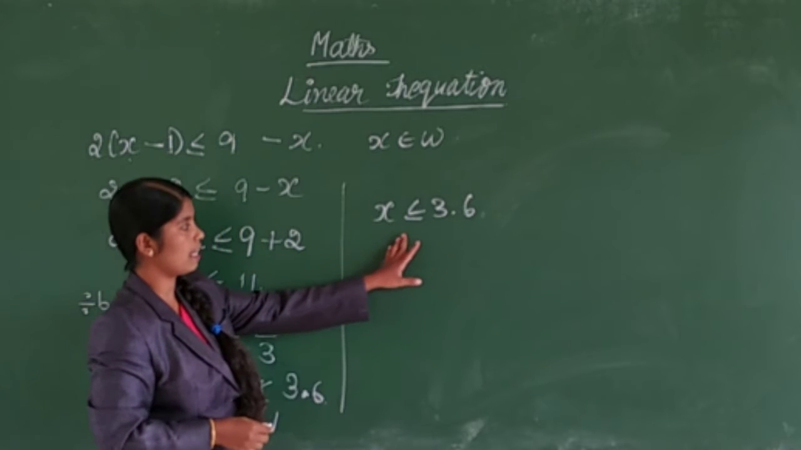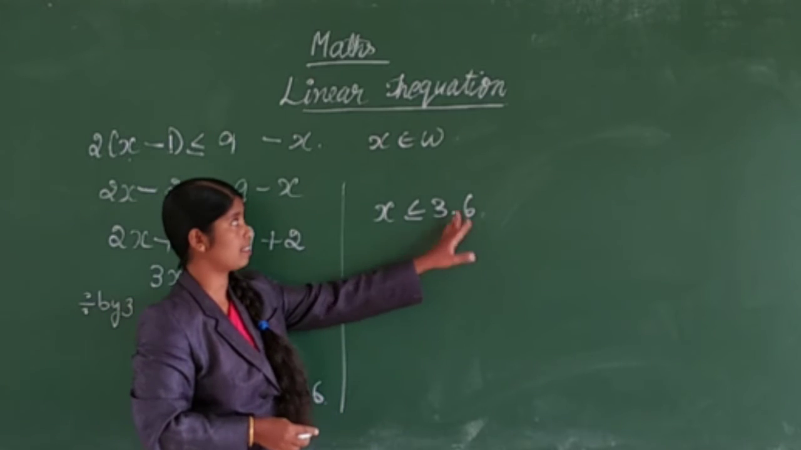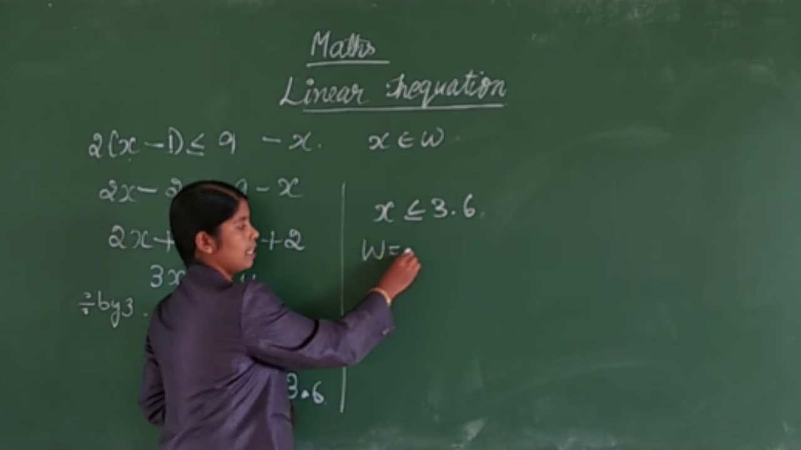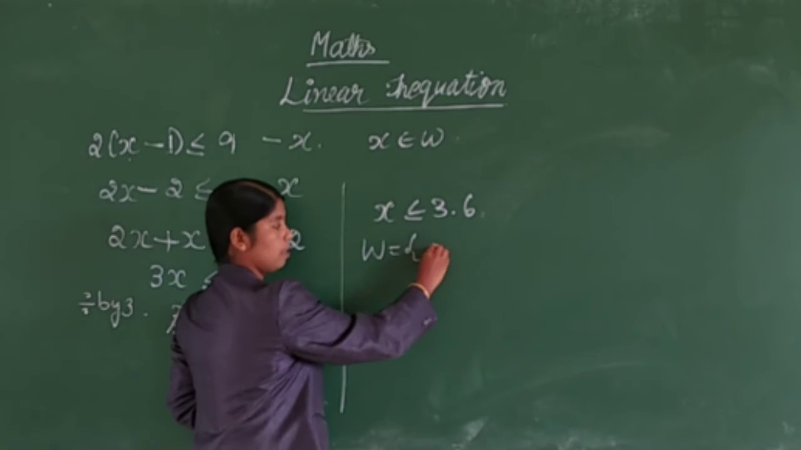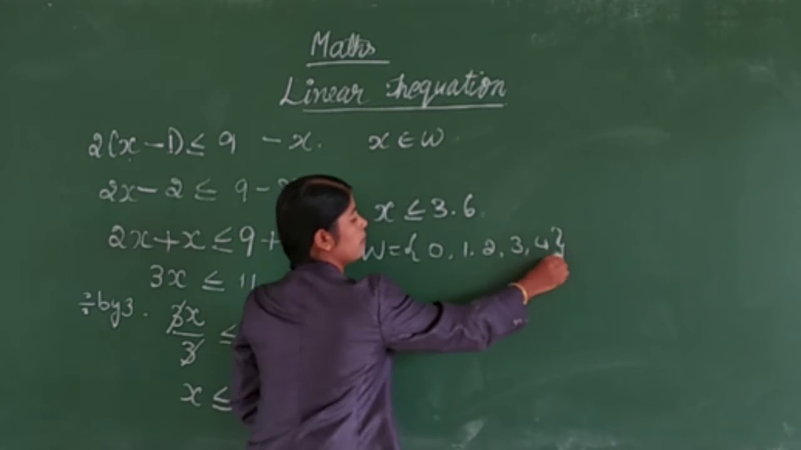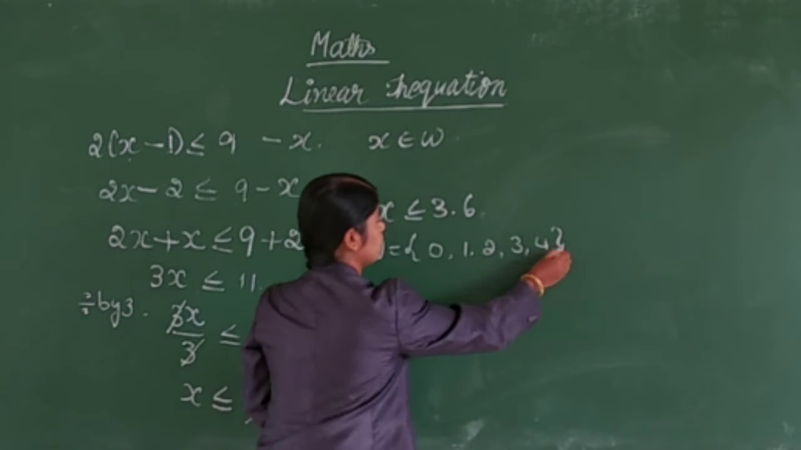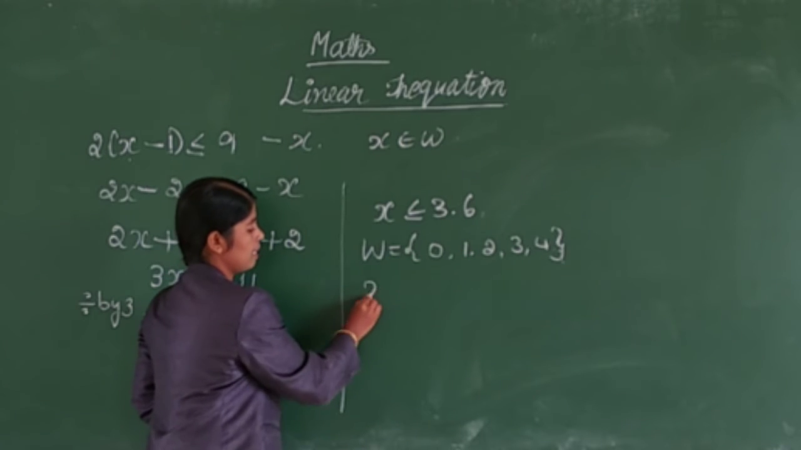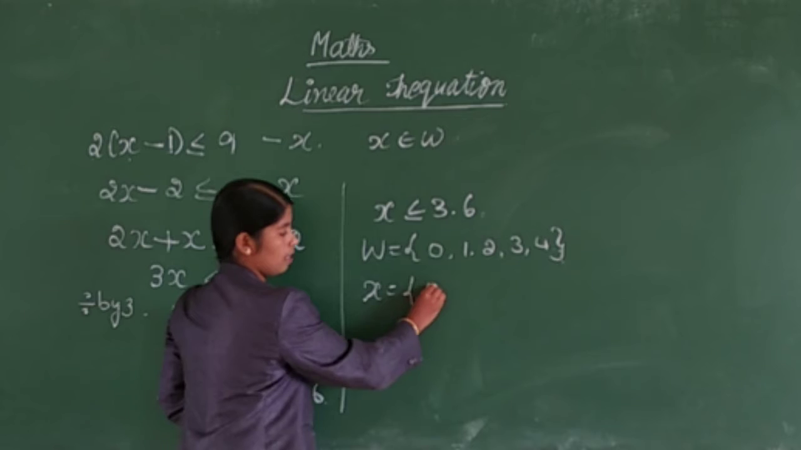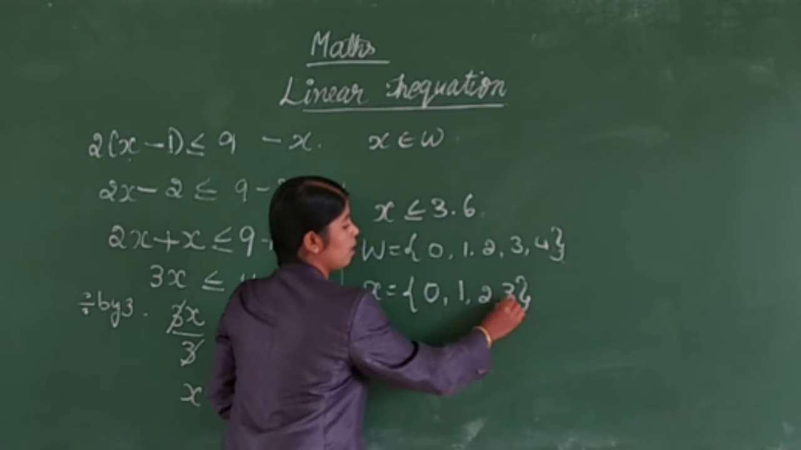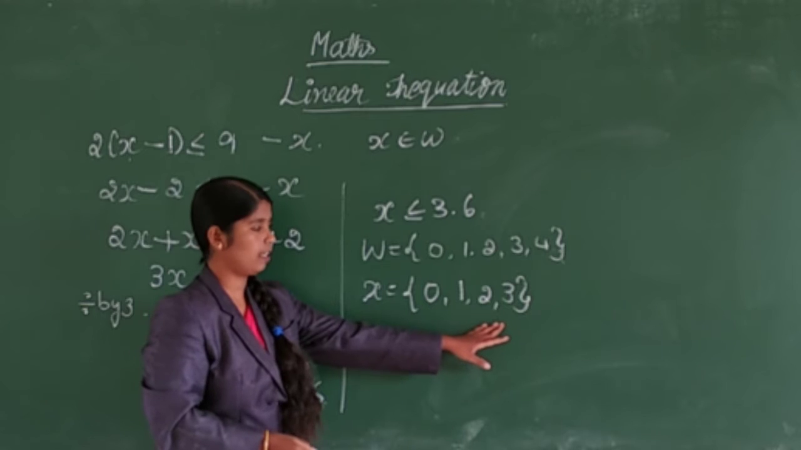x is less than or equal to 3.6. Since it is a set of whole numbers, if you write the whole number set, W is equal to, it includes 0, 1, 2, 3, 4, etc. Less than or equal to 3 means here x is equal to 0, 1, 2, and since it is given equal to, we will include 3.